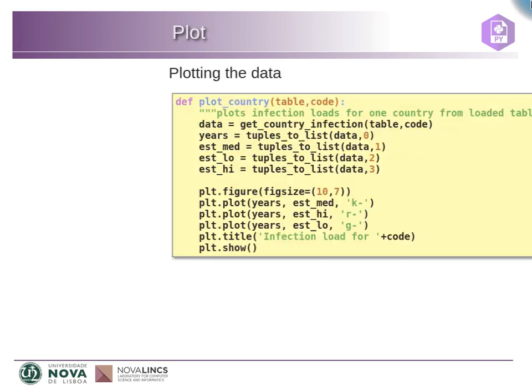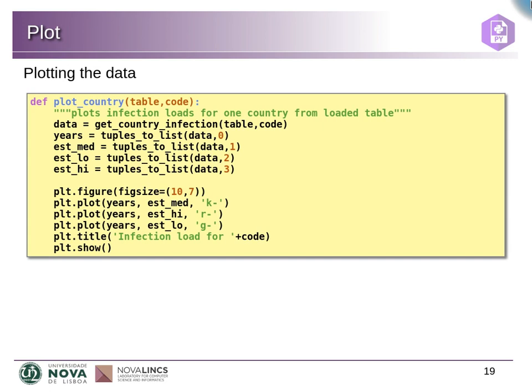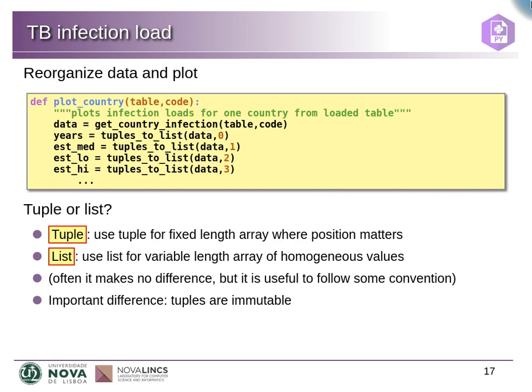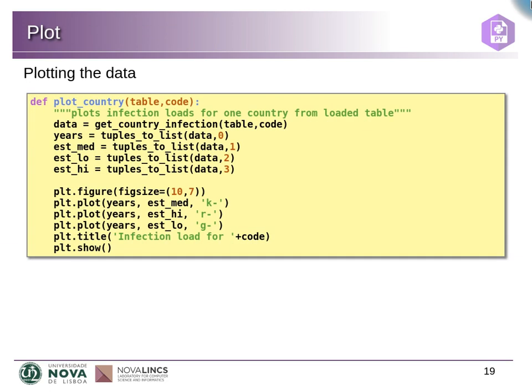Okay, so now this would be the plot function. We receive into this function the table with all the countries, so this initial one that we read here from the file, and the code for the country we want to plot. This function will call that getCountryInfection function to receive this list with tuples of 4 with year and the estimates for this country only, and then decompose that into 4 lists, one with the years, one with the estimate, the lower and upper bound. Now we create a figure.